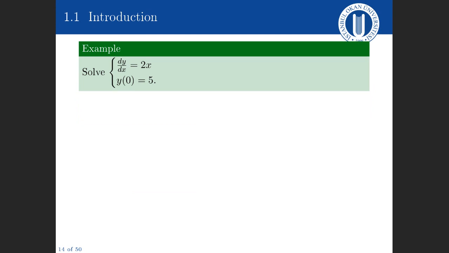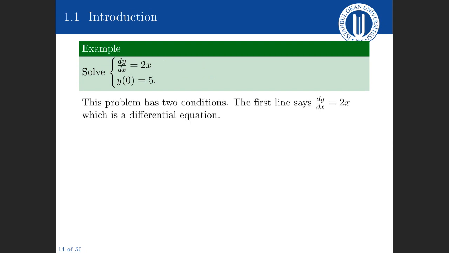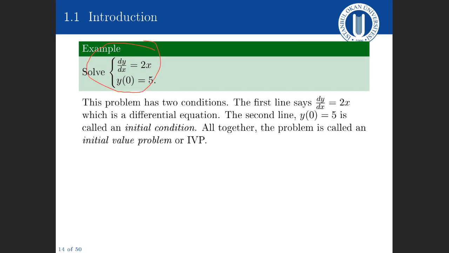Next example. This problem has two conditions. First, we have the differential equation that we just looked at, but now we have an extra condition. Now I'm requiring that y at 0 is equal to 5. The first line is a differential equation. The second line is called an initial condition. Altogether, the problem is called an initial value problem, or in short notation, which we're going to be using a lot, this is an IVP.